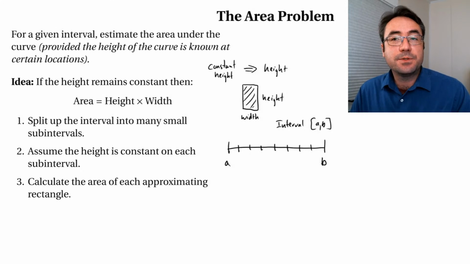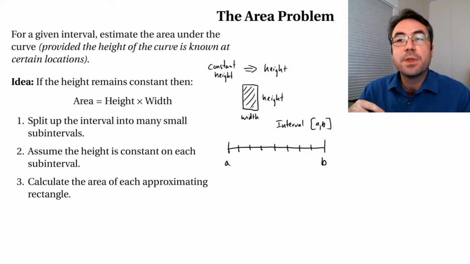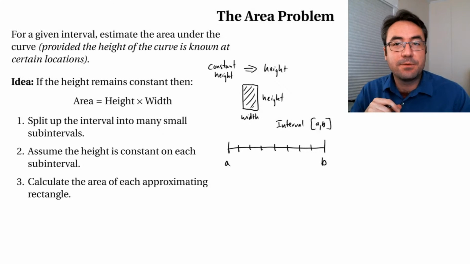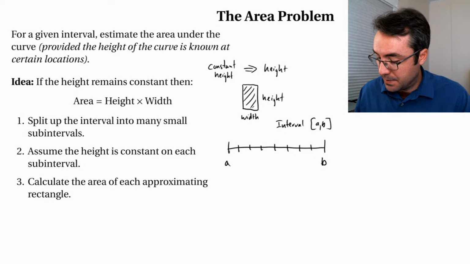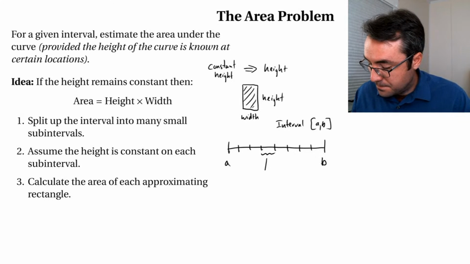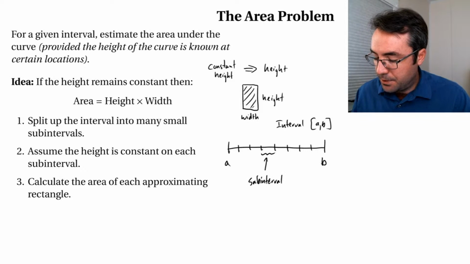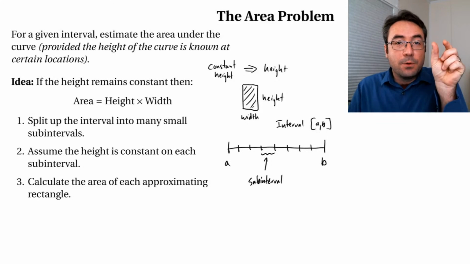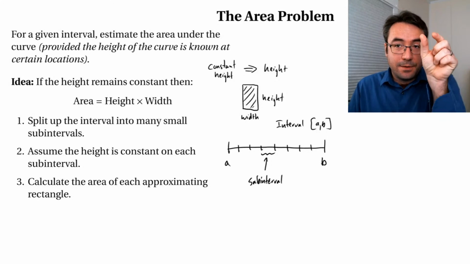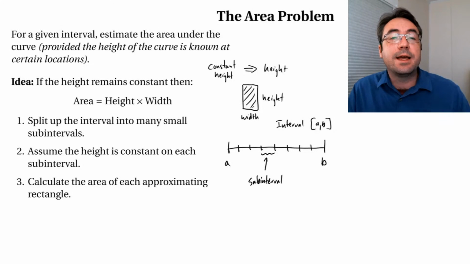And on each of those subintervals, even though our curve is most likely going to be curved, we're going to assume that our curve has a constant height. So we're really going to think of the area under the curve as a whole bunch of little rectangles that we're calculating the area of.